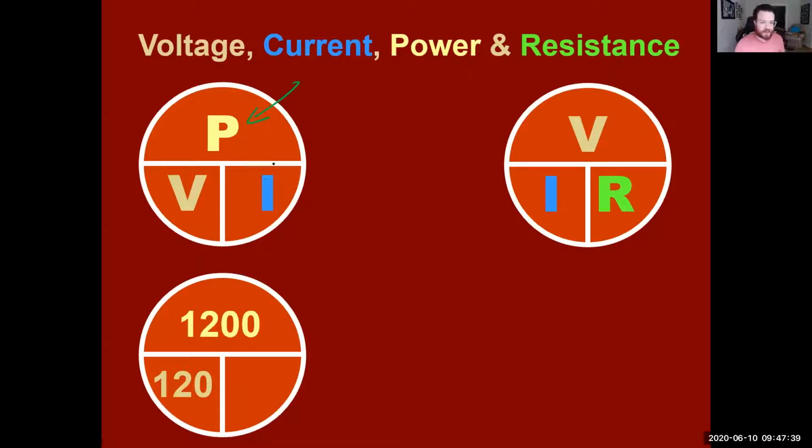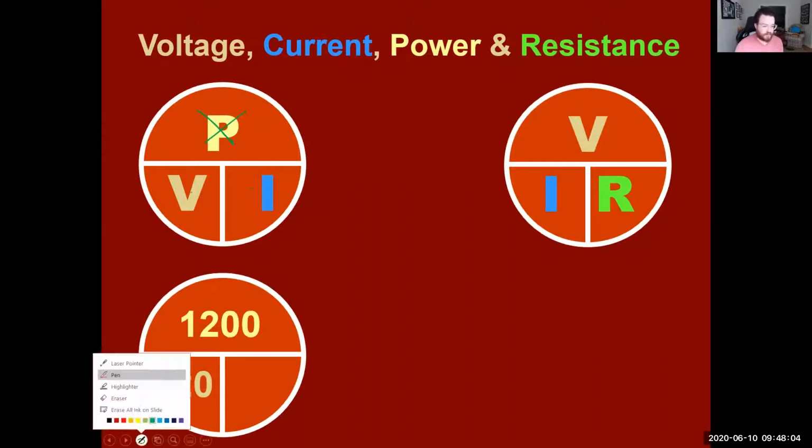So how we would use what we're looking for is we would basically draw this out and put your hand over current. So what you would have is power over voltage is equal to current. All right. And if you were looking for power, put your hand over power, you have voltage times current. All right. And then vice versa over on this side.